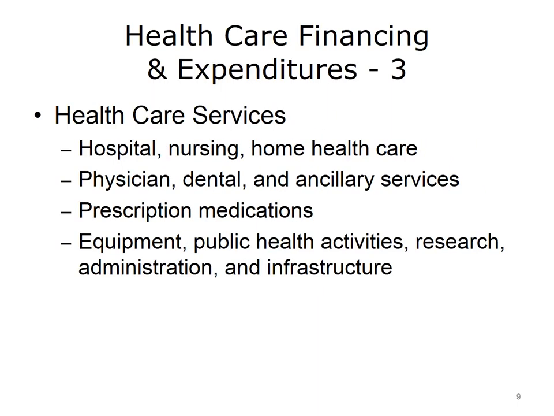For this discussion, using the Centers for Medicare and Medicaid Services, or CMS, actuarial categories, healthcare services include hospital, nursing, and home health care, physician, dental, and ancillary services, prescription medications, and equipment, public health activities, research, administration, and infrastructure.